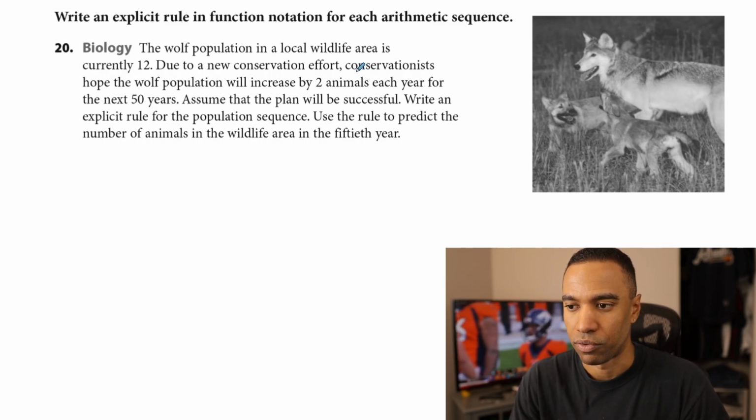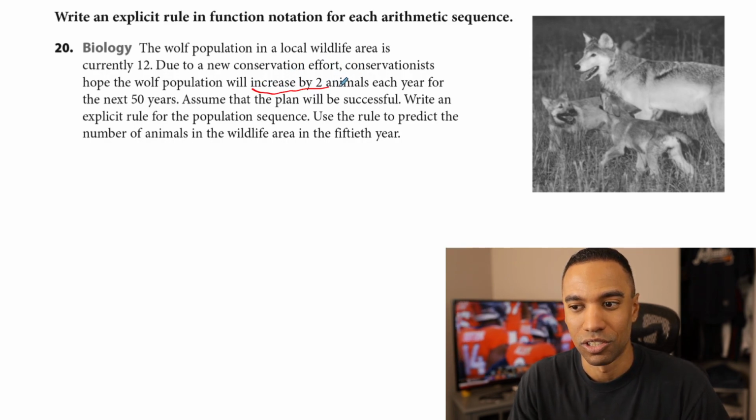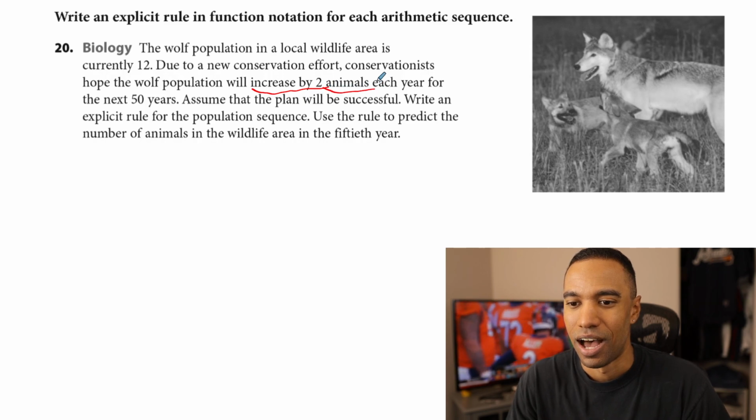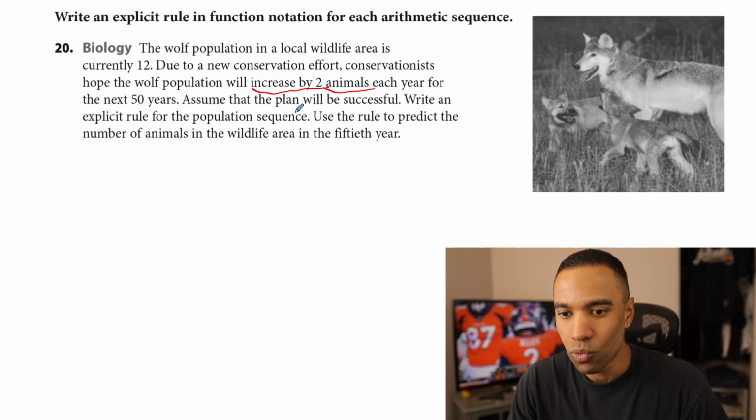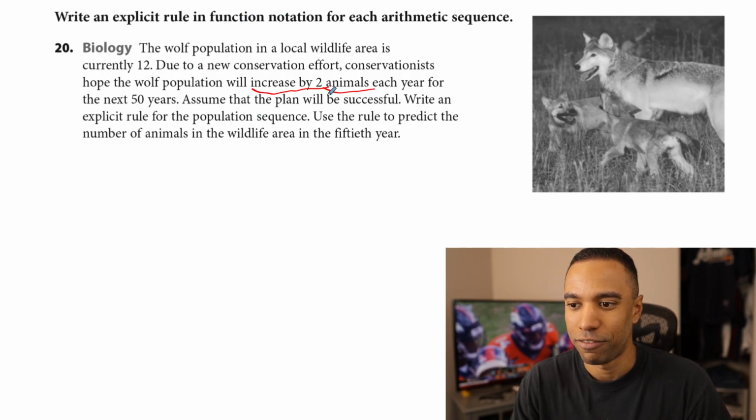Assume the plan will be successful. Meaning, assume this will be basically an arithmetic sequence. Assume 2 animals each year. Write an explicit rule for the population sequence. Use the rule. Good, I love this. Use the rule to predict the number of animals in the wildlife in the 50th year.